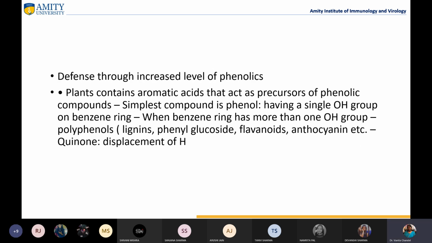Then defense through increased level of phenolics. This also we discussed in the last, I guess. So plants contain aromatic acids which act as precursors of phenolic compounds. The simplest compound is a phenol, which has a single OH group on the benzene ring, right? So when the benzene ring has more than one OH group, we call it a polyphenol. So lignins, phenyl glucoside, flavonoids, anthocyanin, these all are polyphenols basically.